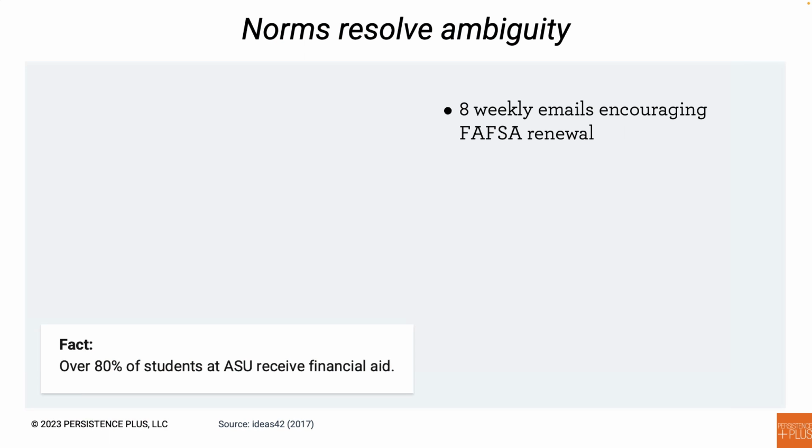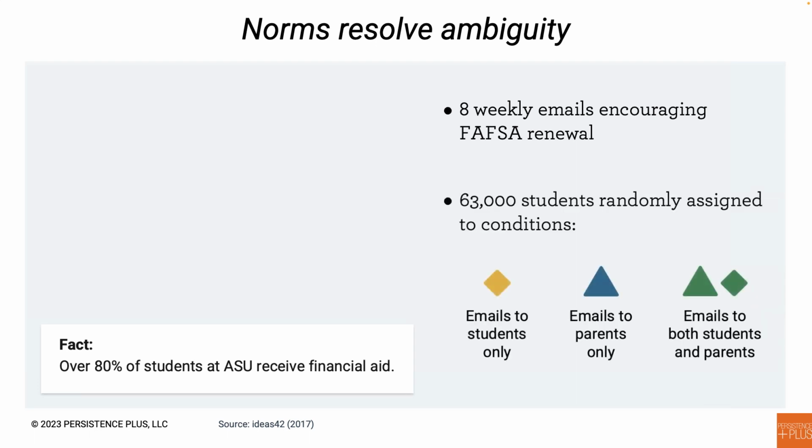So as I've already mentioned, one of the things social norms are great for is resolving ambiguity. Whenever behavior is ambiguous or unknown, and we know this is the case for so many of our students who come to college and don't know all the norms, they call it the rules of the game, norms can be really influential. So this was a study done at Arizona State where they wanted more students to renew FAFSA by the priority deadline. They had done some pre-research and found that a lot of students who received financial aid actually believed that they were in the minority. They thought most students going to college were paying it all themselves.